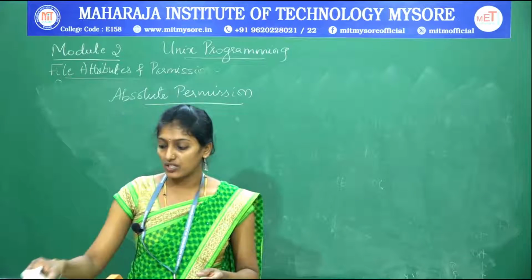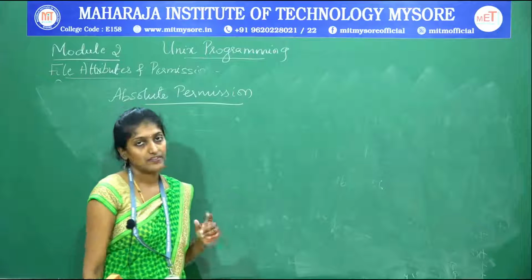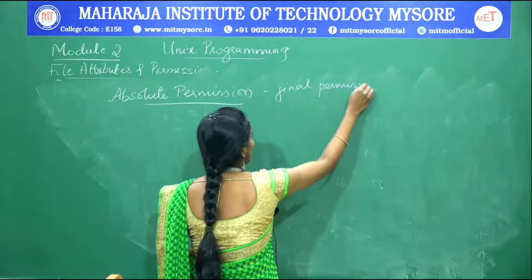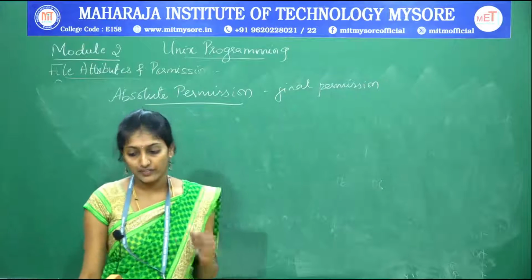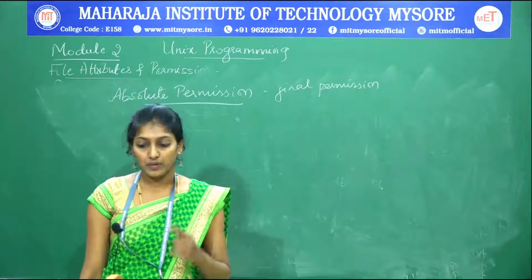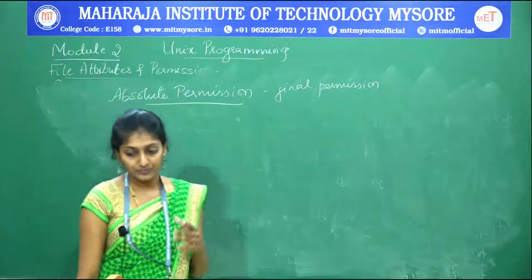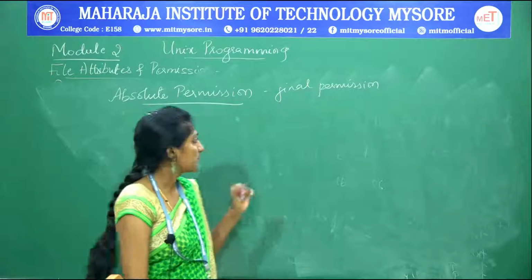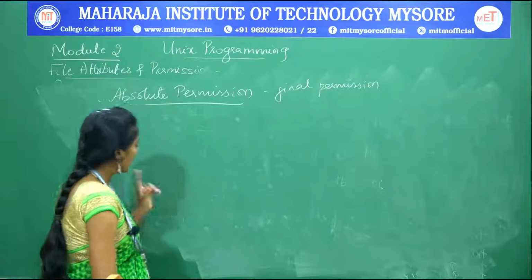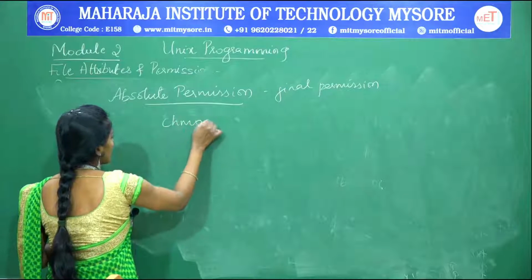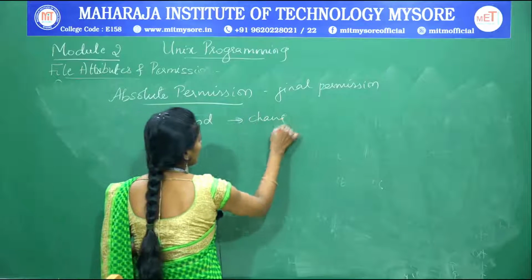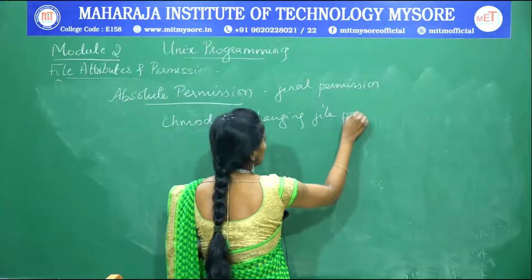As I have already specified, the absolute permission specifies the final permission of any file. When a user wants to set all the 9 permission bits explicitly, that can be done by using the chmod command, that is, changing the file permission.